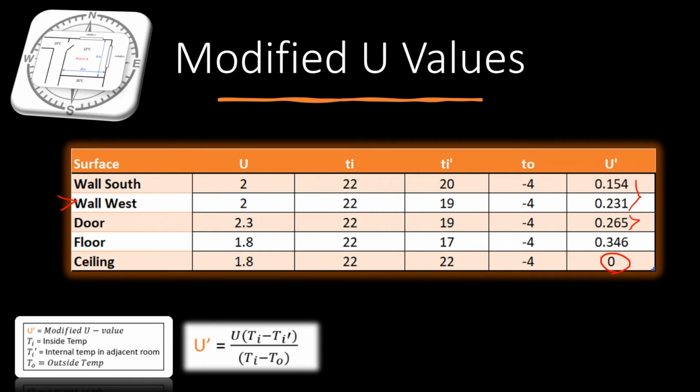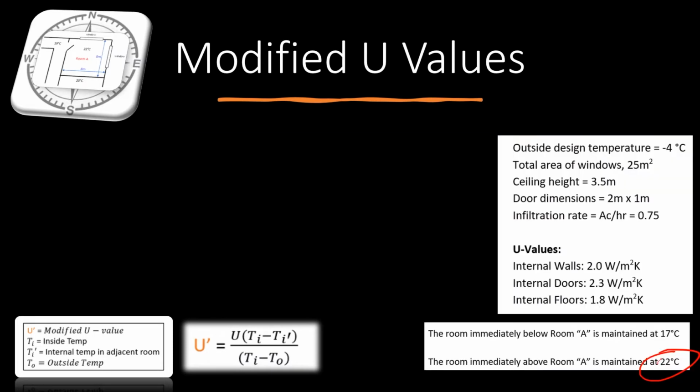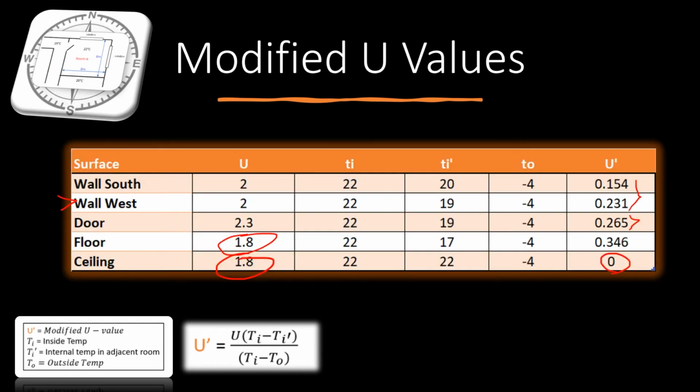Now, some of you might be wondering, why is it 1.8 for the ceiling? Where did I get that from? The question gives us the floor, but where does our ceiling come from? But remember, internal floors and internal ceilings are going to be the same U value, because the floor for room A is the ceiling of the room below. Likewise, the floor for the room above room A is going to be the ceiling of room A, so they're going to have the same U value of 1.8. Then obviously it gets modified to 0 because there's no heat transfer through that ceiling. Yeah, makes sense. Okay, perfect.